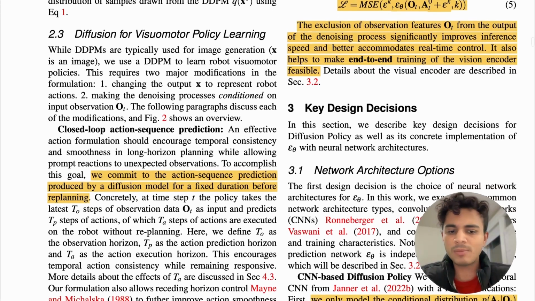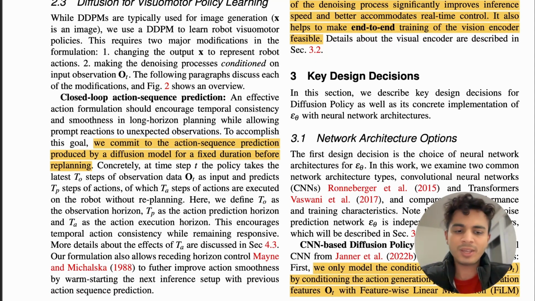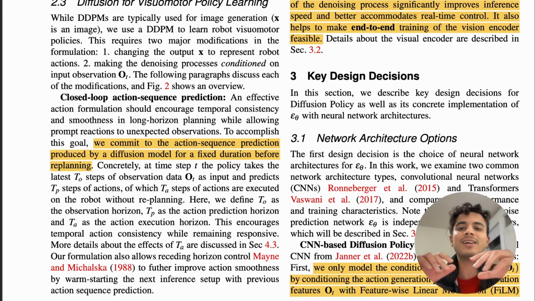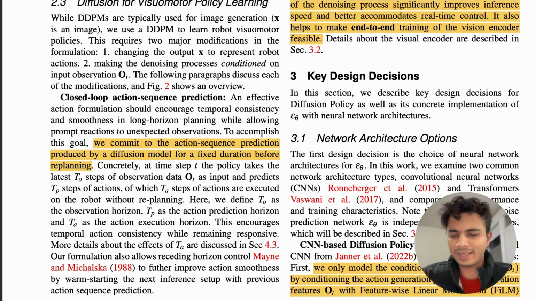Anyways, let's talk about policy learning and closed loop action sequence prediction. We commit to the action sequence prediction produced by the diffusion model for a fixed duration before replanning. Okay, this is another important point that I forgot the exact number. I think they commit for 0.8 seconds, and at every 0.8 seconds, they try to replan their trajectory based on this current new observation. And this new observation can be different.